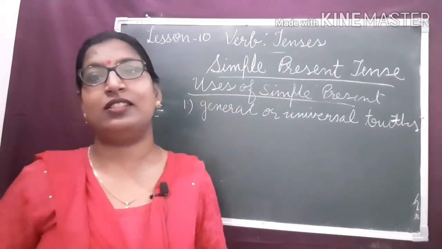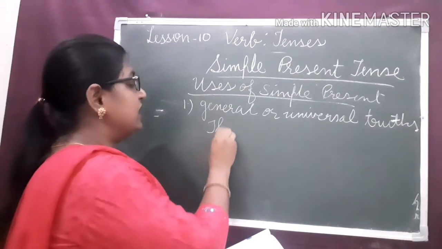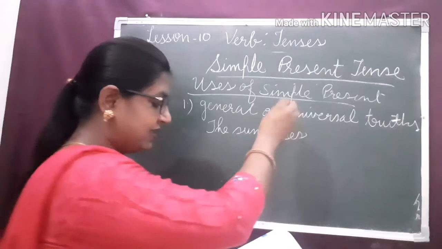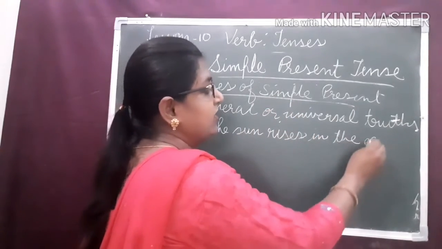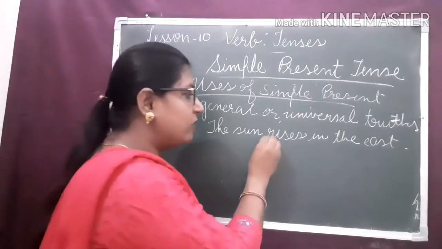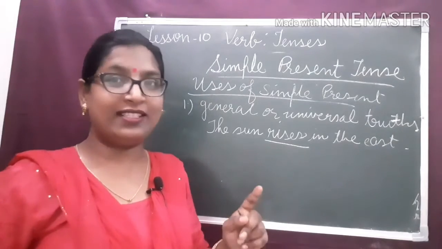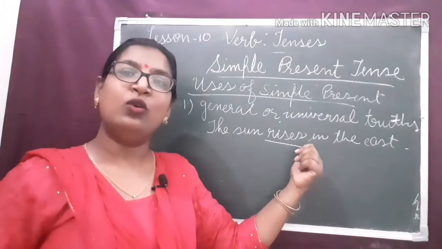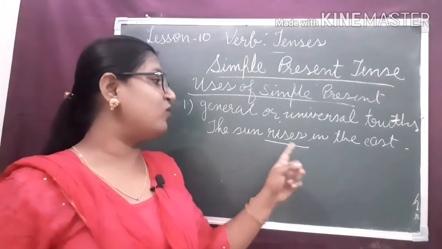We frame the sentence in simple present tense. Let us see the example. The sun rises in the east. Dear children, see the form of the verb here. We have studied simple present tense. If the subject is singular, we use the S or ES form of the verb. And this is a universal truth. The sun rises in the east.